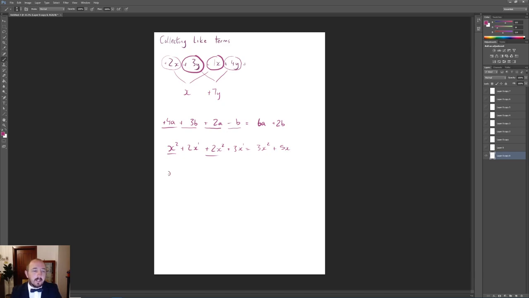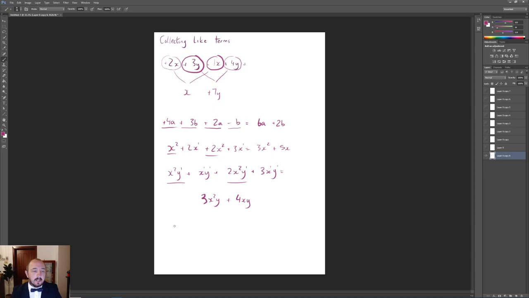How about something like this where we have x squared y plus xy plus 2x squared y plus 3xy. In this case, we're looking at all of the powers. We've got an x squared and a y to the power of 1, and an x to the power of 1 times y to the power of 1. Okay, so once we start to break these powers down, we can see which one of these are the same. So 2x squared y plus an x squared y is 3x squared y. And then we have an xy plus a 3xy, that's 4xy. Okay? So collecting like terms is all about identifying which one of these terms are the same.